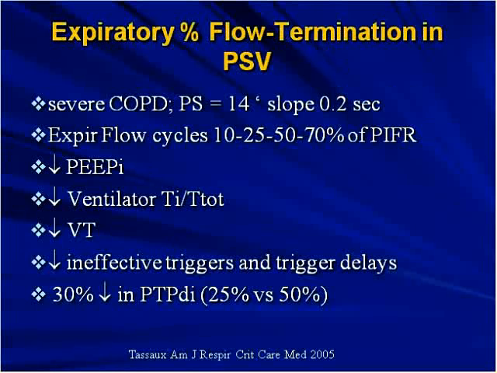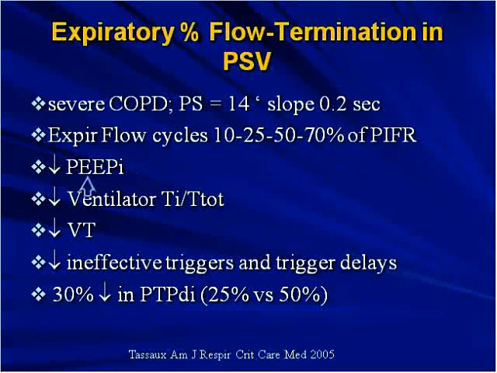Now, expiratory percent flow termination in pressure support has been given the unfortunate name of expiratory trigger level. It's actually an expiratory cycle level. And normally that's been about 25% of the peak inspiratory flow rate on most ventilators. But we can now set that to different levels. Now, this is something to be aware of in patients with severe COPD. And this is from a study by Tissot, that they used a pressure support of 14, a modest amount of slope, 0.2 seconds, and they changed the expiratory flow cycle up to as high as 70% of the peak inspiratory flow rate.